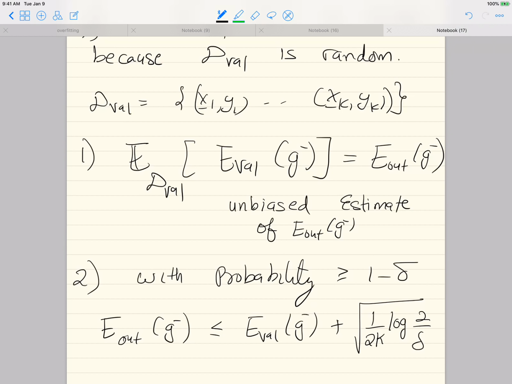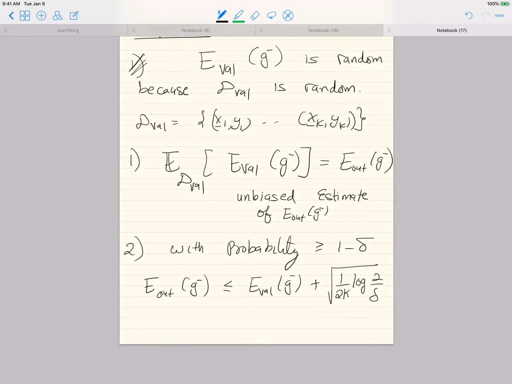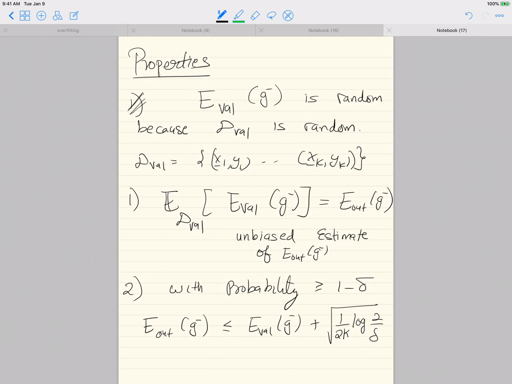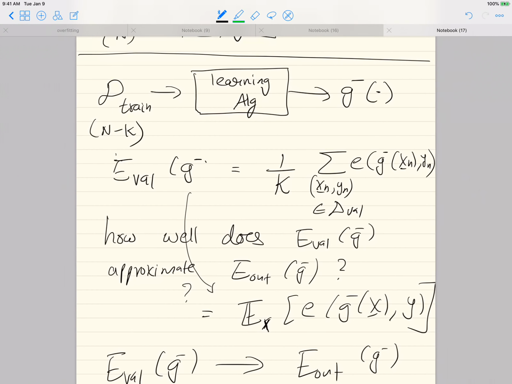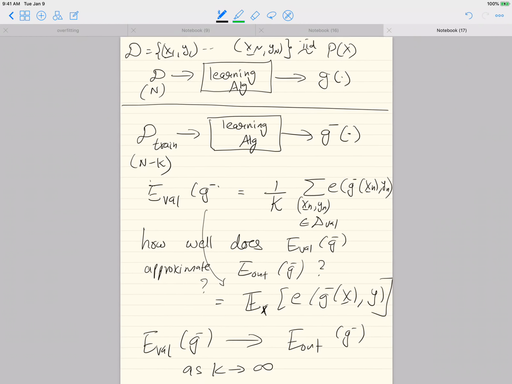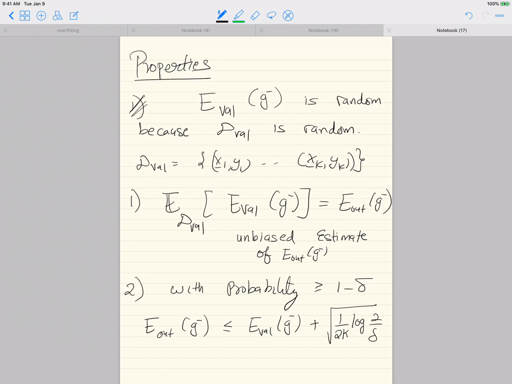You can show this. Can anyone see why this would be true based on what we have studied so far? Like where would a relationship like this come from? So remember, Eval was defined here. It's the average over the k samples, right? E_out is the expected value. Eval converges to E_out as k becomes large. Or even here, the expected value of Eval is E_out.